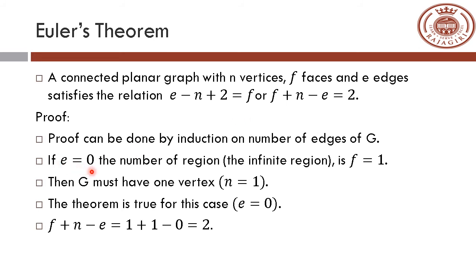If the number of edges equals 0, then you will have only one vertex for the graph. In that case, the number of regions equals 1, and that region is the infinite region. In this graph, there is only one vertex. That vertex is an isolated vertex. The region corresponding to that graph will be an infinite region. Now consider the relation f + n - e. When e = 0, the number of regions is 1, the number of vertices is 1 and the number of edges is 0. Therefore, you are getting 1 + 1 - 0 = 2.